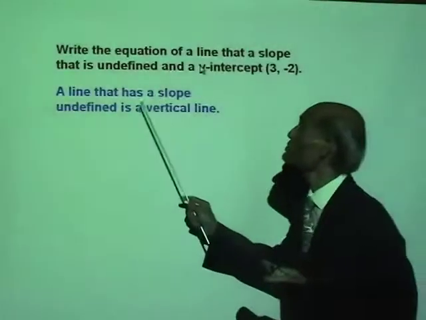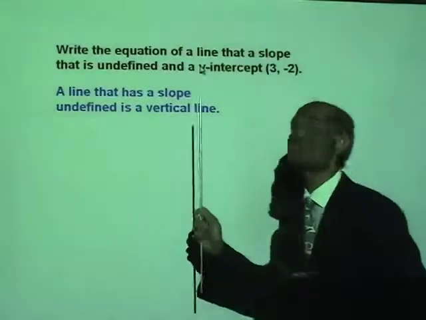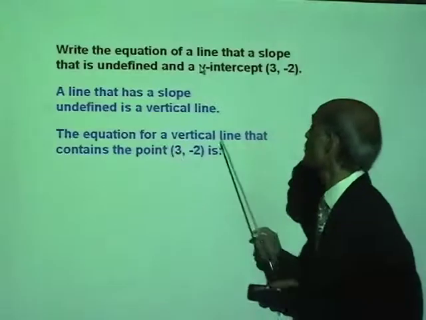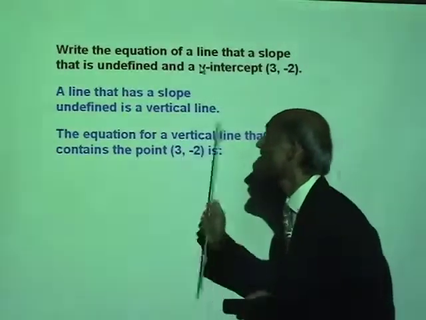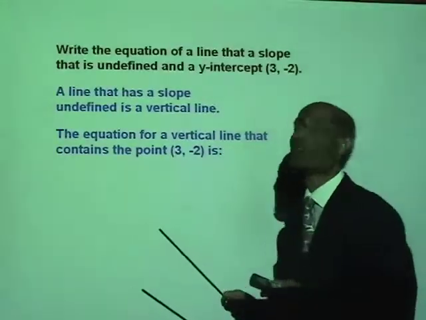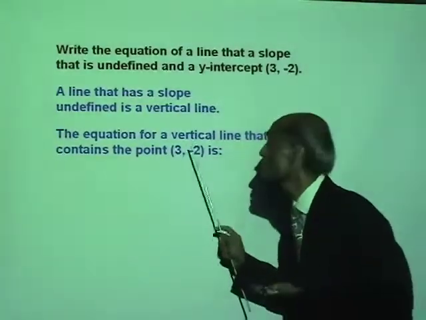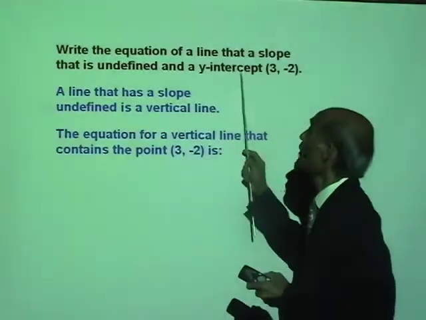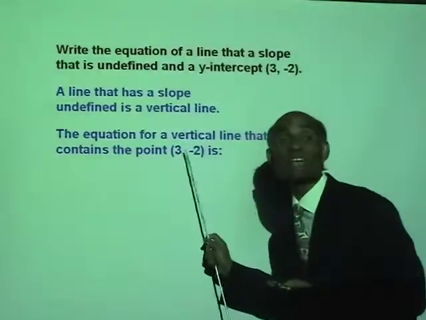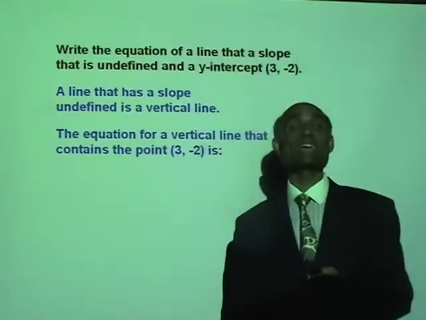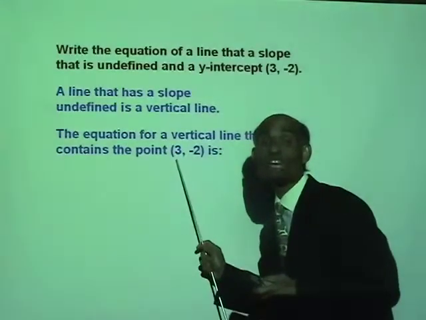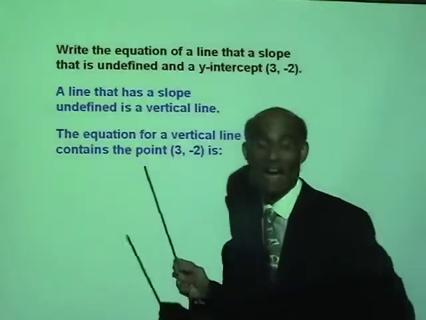A line that has the slope undefined is a vertical line. And the equation for a vertical line that contains the point, well, that is actually what I want to say. It contains the point 3, negative 2. It is not a y-intercept. The line contains the point 3, negative 2. What does that mean? It means x equal to 3 is on that line.